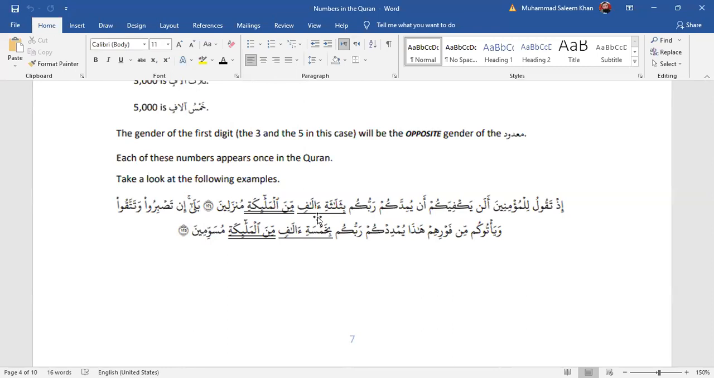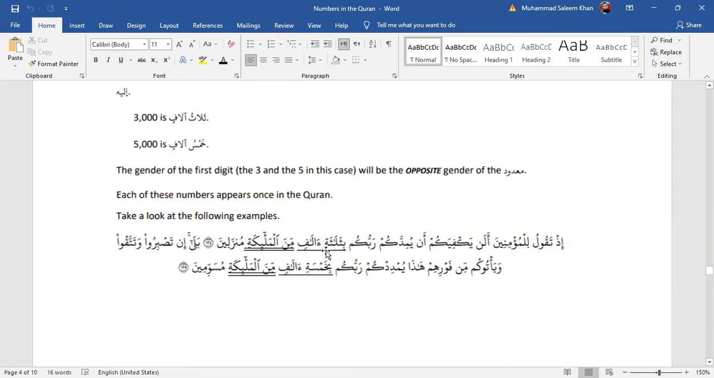Tanazzal al malaika tu wa ruhu, right? Tanazzal al malaika tu wa ruhu. Tanazzal is used for feminine, not for masculine. Ustad, but that is in the construction because it's feminine of.